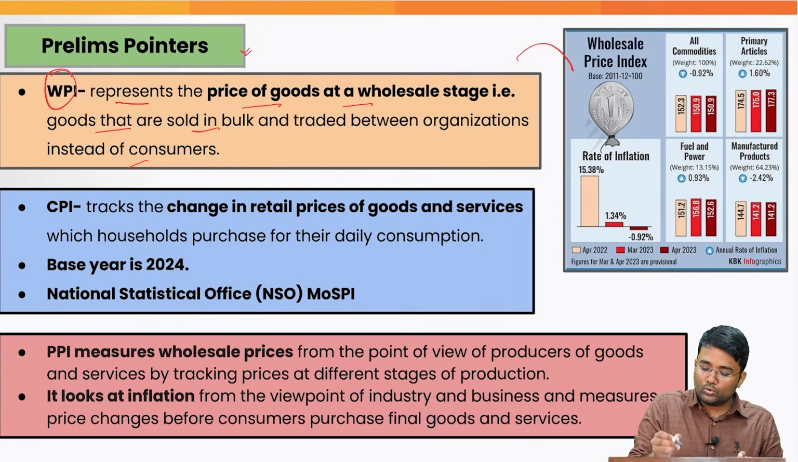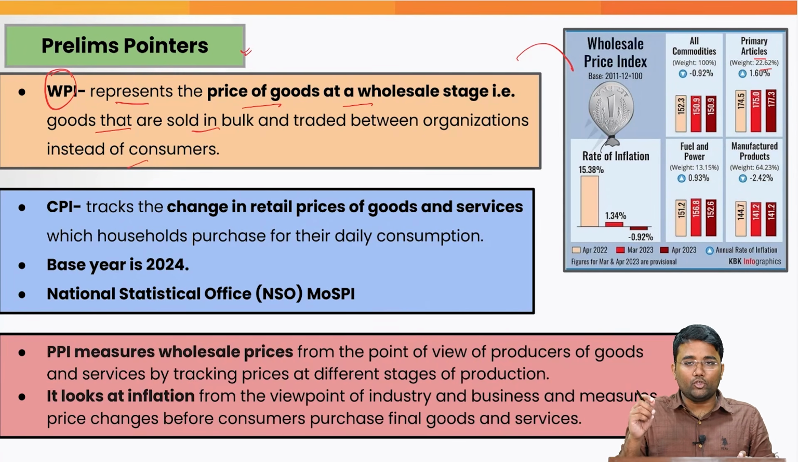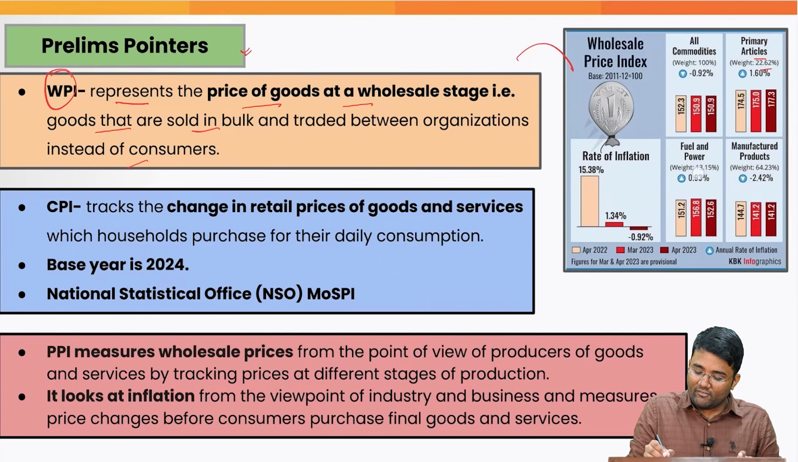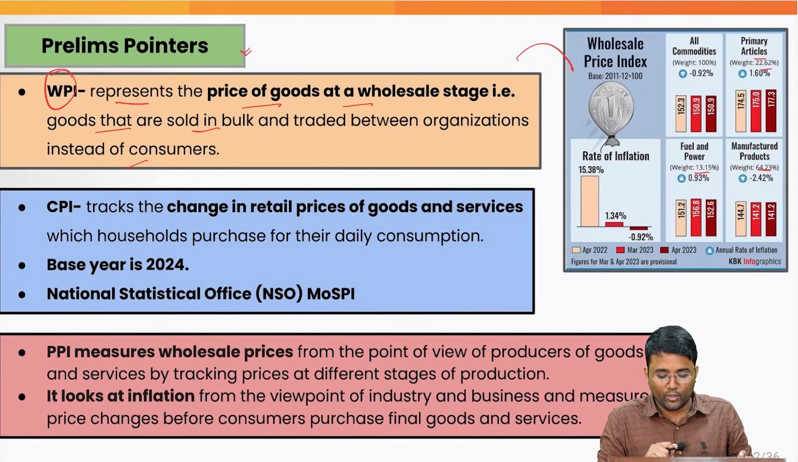The base year is again 2011-12, and the primary articles have a weightage of 22.62%, fuel and power have a weightage of 13.15%, and manufactured products have a weightage of 64.23%.